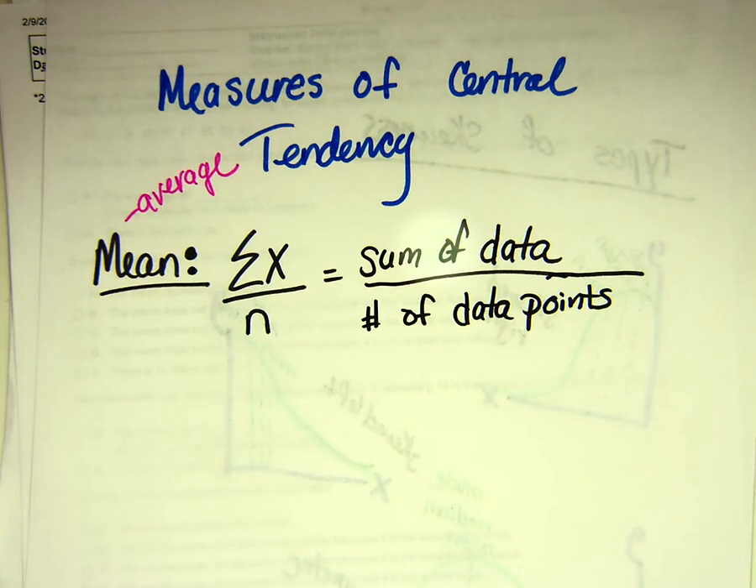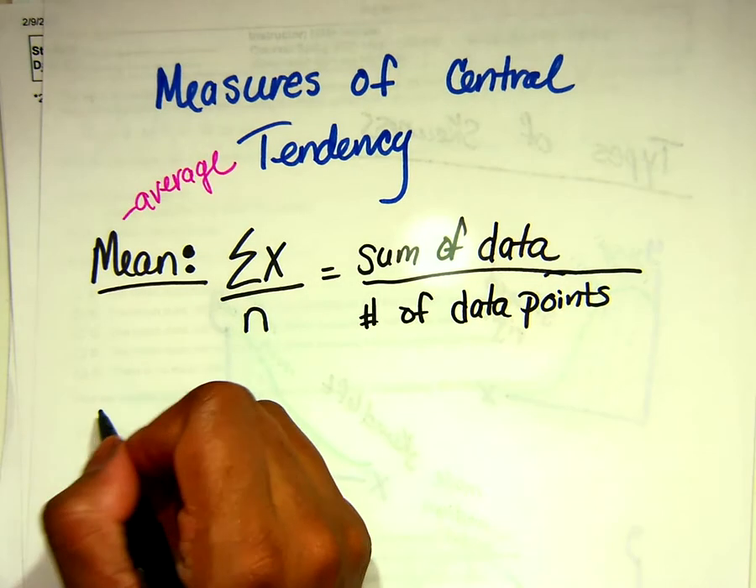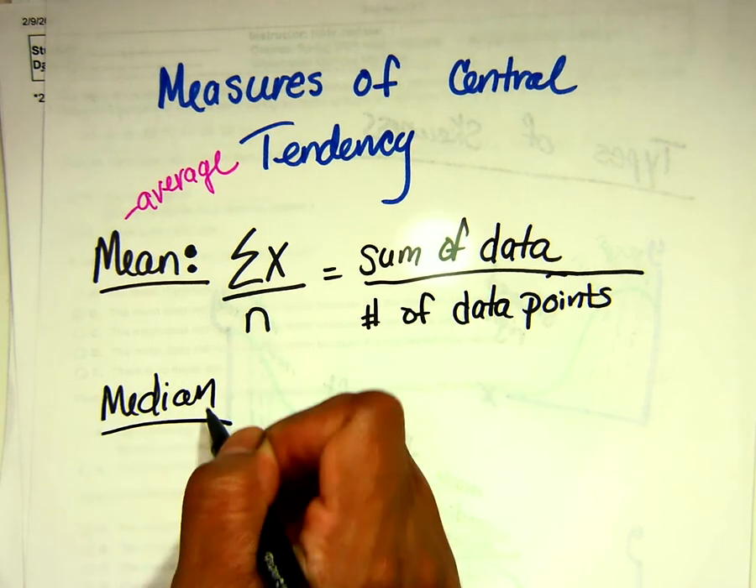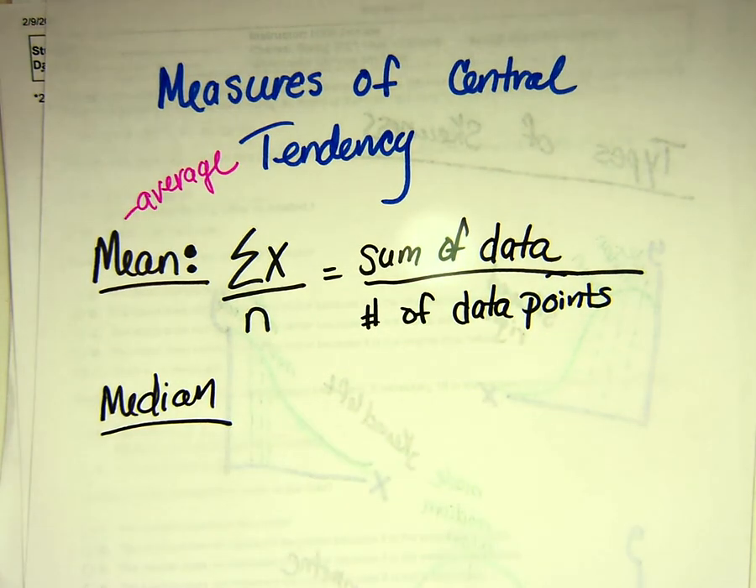Your next one is going to be your median. Now your median is the number that you see that's in the middle. The median is the one that you see in the middle.